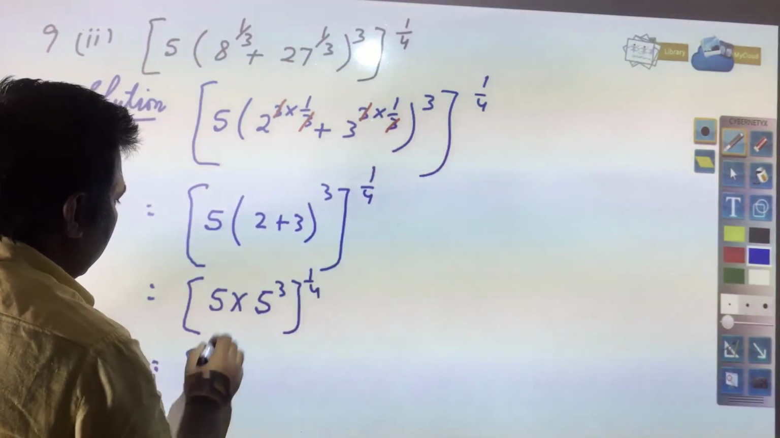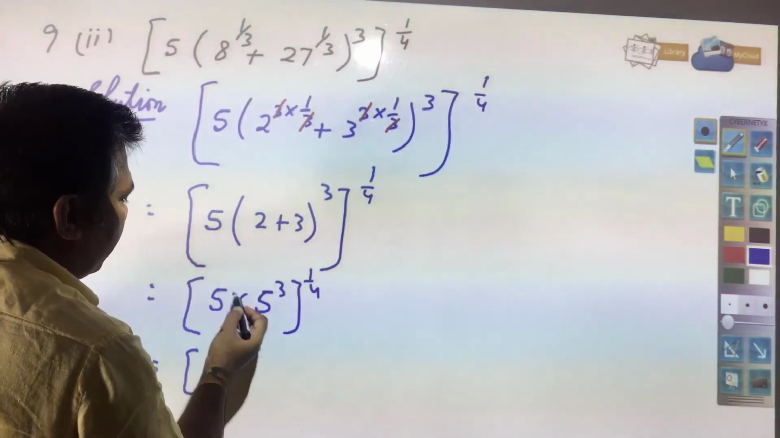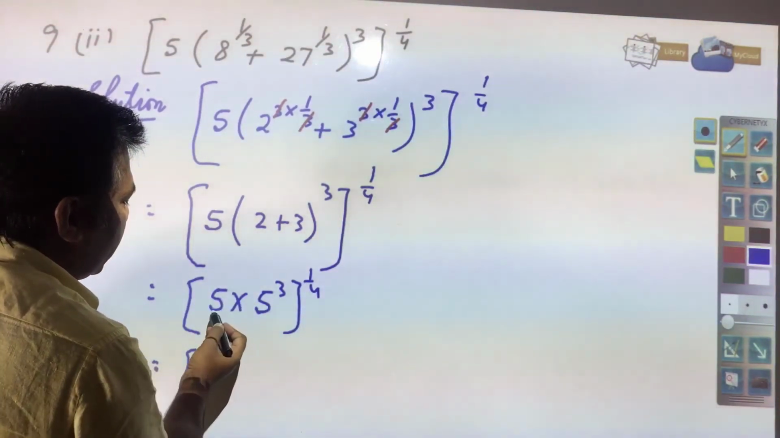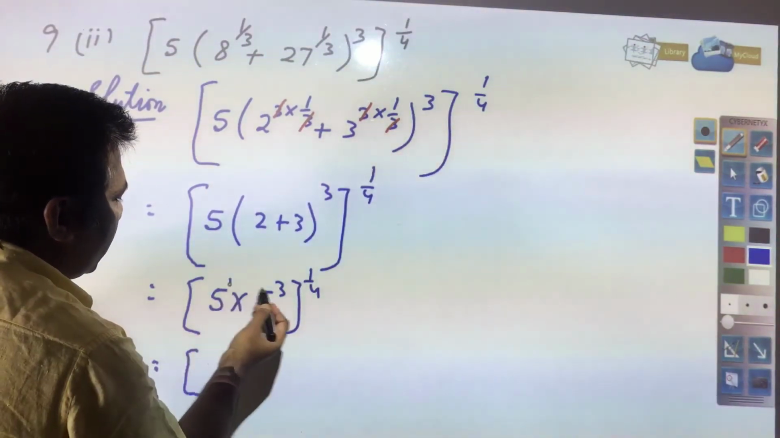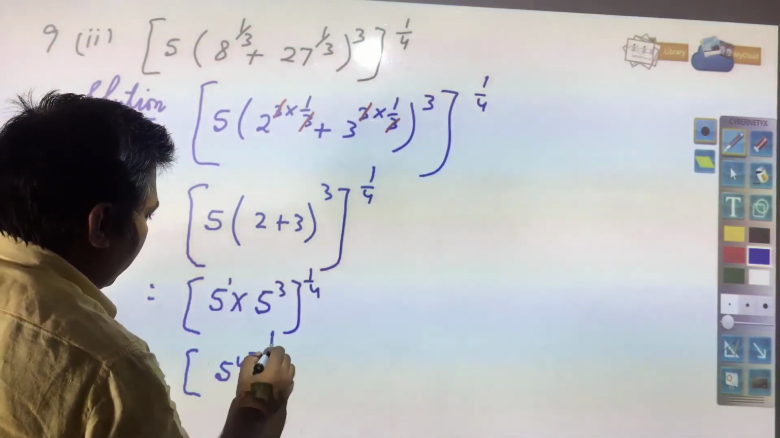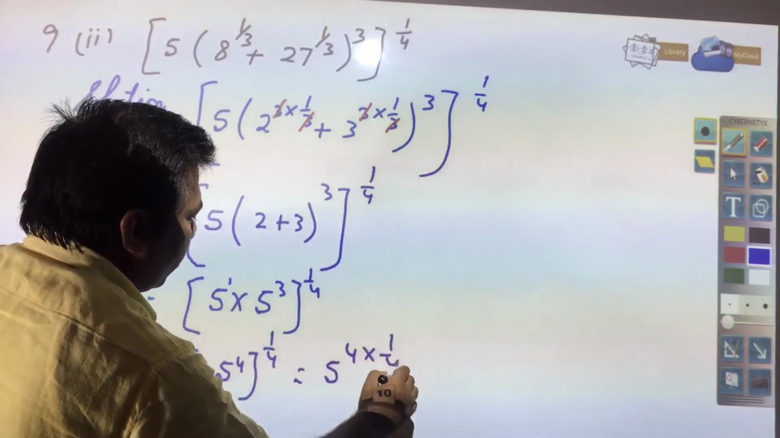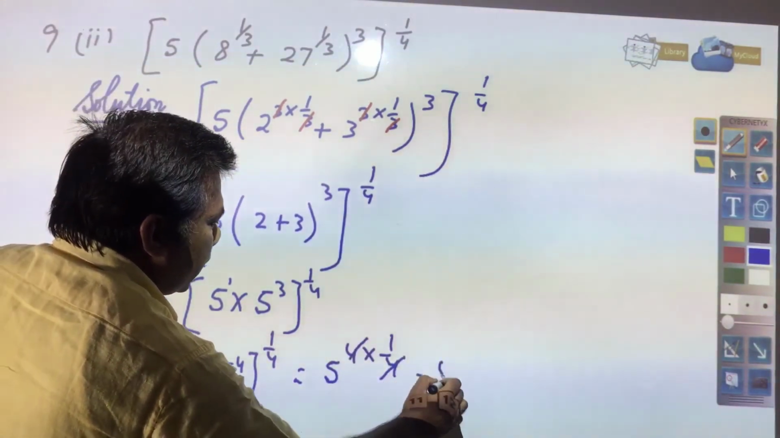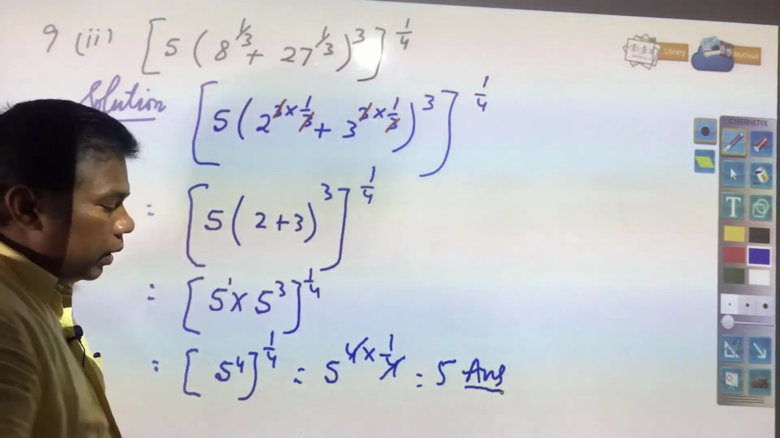It means this can be written as a to the power m into a to the power n, means a to the power m plus n. Nothing you have means 1 you have, 1 plus 3 will become 4. So, 5 to the power 4 and to the power 1 by 4. It means 5 to the power 4 into 1 by 4, it will be cancelled, you will get 5 and this will be your answer.